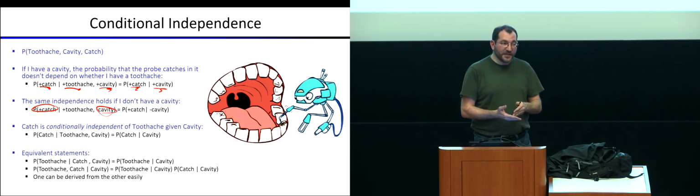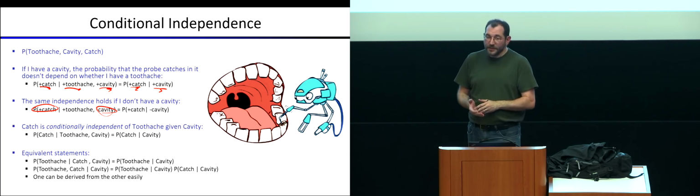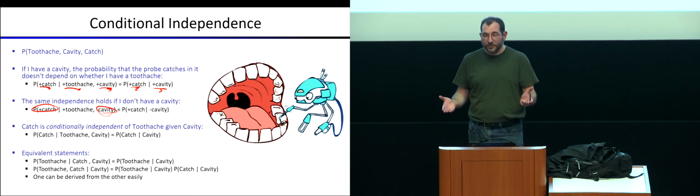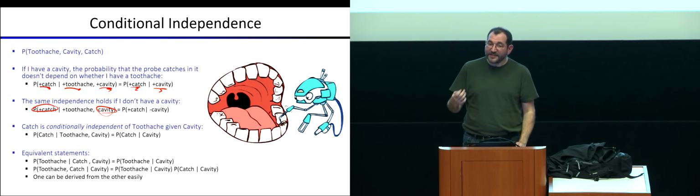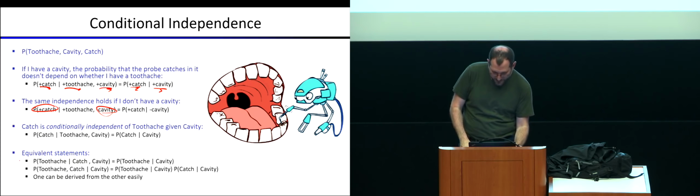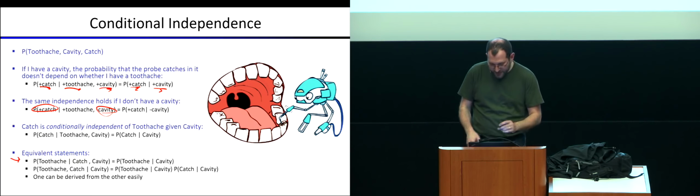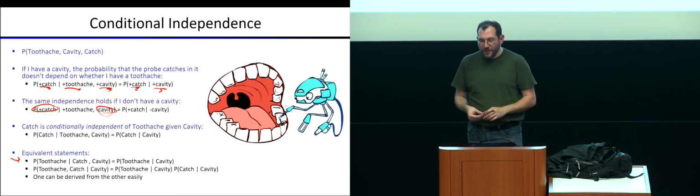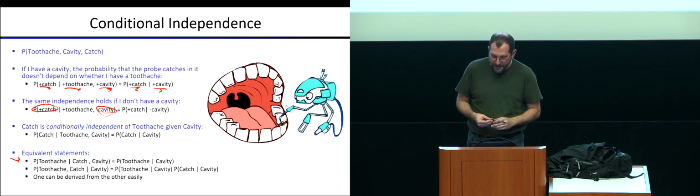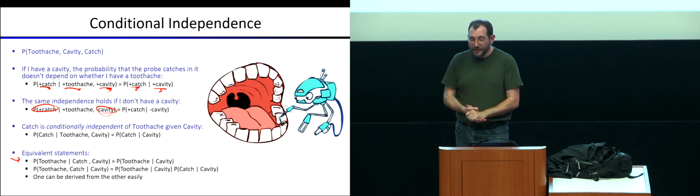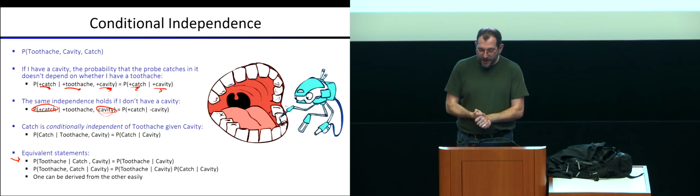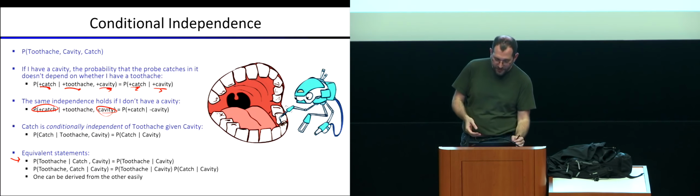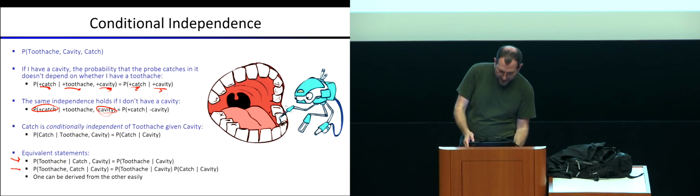Conditional independence is an assumption. It may or may not hold in a given distribution. And when you assume it, you simplify your distribution. But that same assumption can be written in a lot of ways. One is what's above: catch given cavity is the same as catch given cavity and toothache. But you can write it the other way. You can say the probability of toothache given cavity is the same as toothache given cavity and also knowing about the catch.